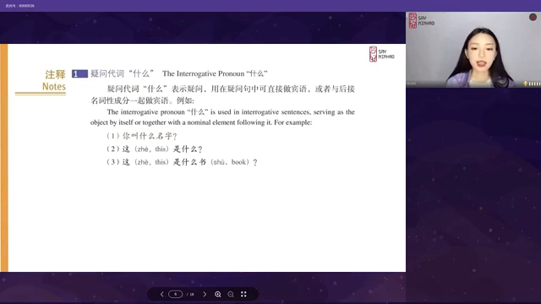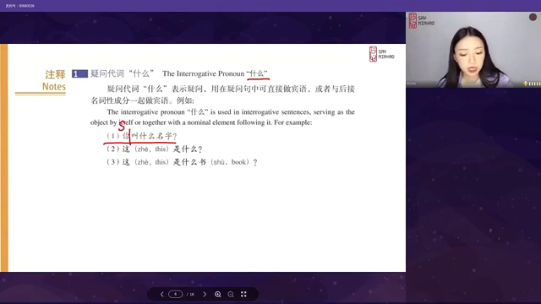Now let's move on to next part. So first, it is about the language point. First, the interrogative pronoun 什么. 什么 we just learned it. It means what, right? And it is always used in the questions to ask a question about what. For example, first one, 你叫什么名字？ It means, what's your name? And in this sentence, we can see the subject is 你 you. 叫 to be called, to call or to be called is the verb. And this part is the object of the verb 叫.